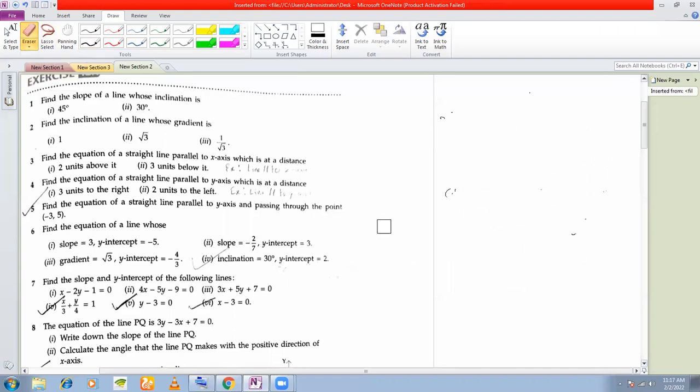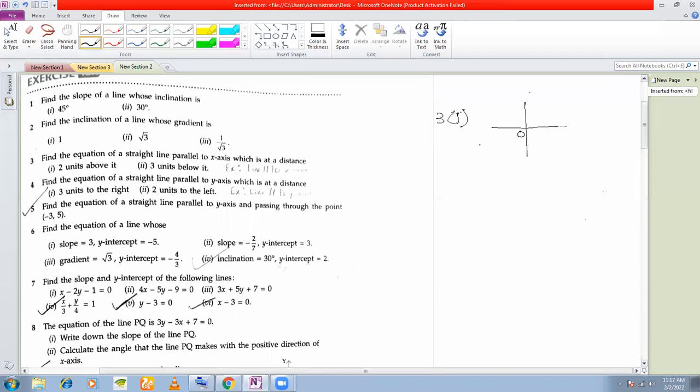Okay, next. Number 3. Part 1 and part 2 both. Find the equation of a straight line parallel to the x-axis, which is at a distance of 2 units above it. What do you mean by 2 units above it? So let me draw a rough diagram.